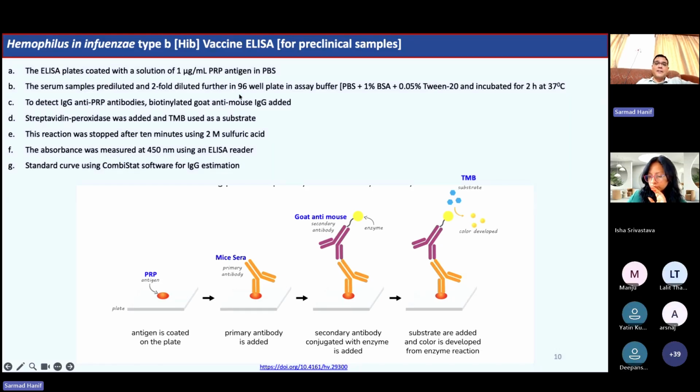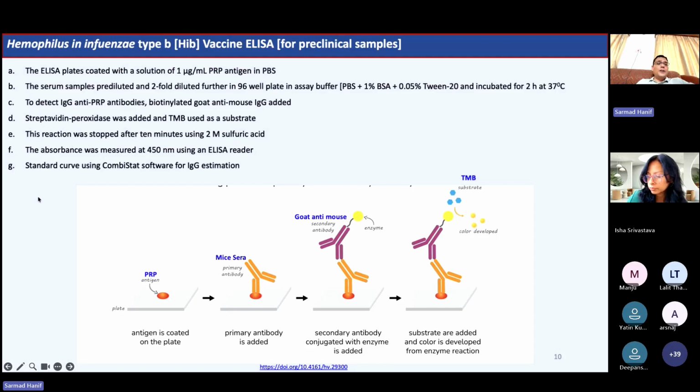That is why I have written in 96 well plate in the assay buffer. What is the composition of assay buffer? It is phosphate buffer saline plus 1% BSA plus 0.05% Tween. Some people use Tween 80 also, but I think Tween 20 is sufficient. And then it is incubated at 37 degrees centigrade for 2 hours. I told you that you can also do it at room temperature.